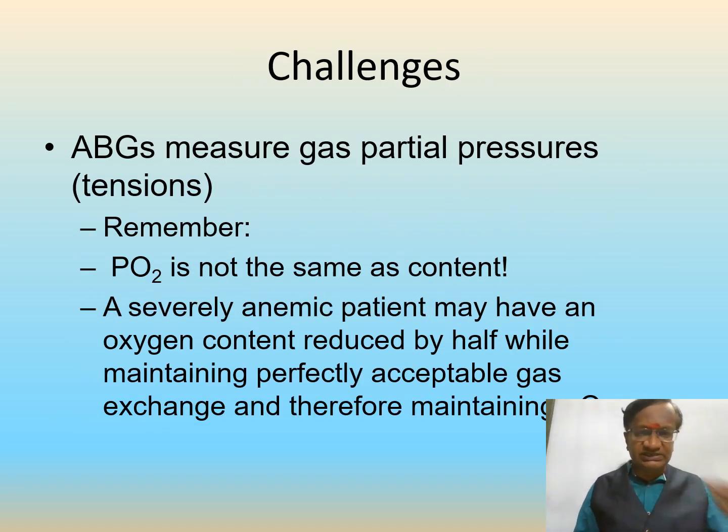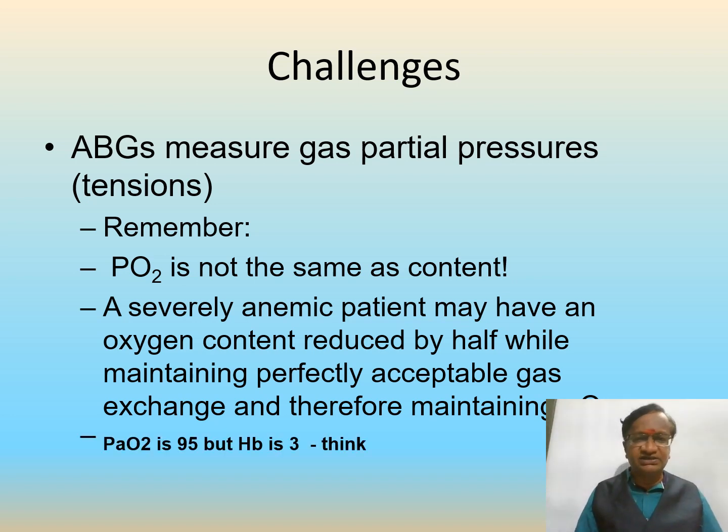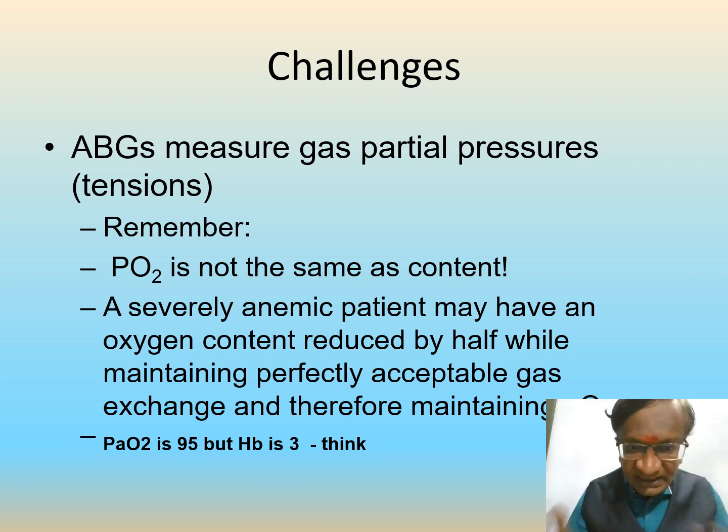Now, what are the challenges? PO2 is not the same as content. A severely anemic patient may have a normal PO2 of 95, but the hemoglobin oxygen content is low. Think of a hemoglobin of 3. Whenever you see the ABG, also see the patient and the hemoglobin.